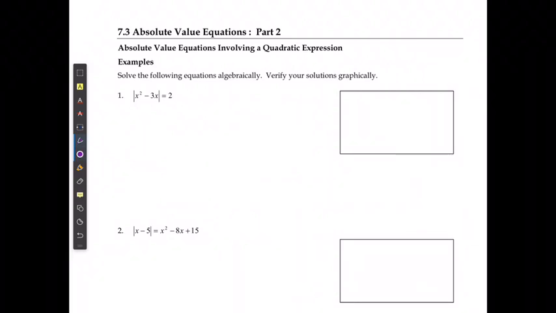For part 2 of the equations, we're going to solve quadratic expressions. So we're going to do the same process that we did in the first case. Step 1 is we're going to isolate the absolute value, which is already done here, obviously, and then I'm going to split it up into the two cases. So I'm going to have case 1, and I'm going to have case 2.